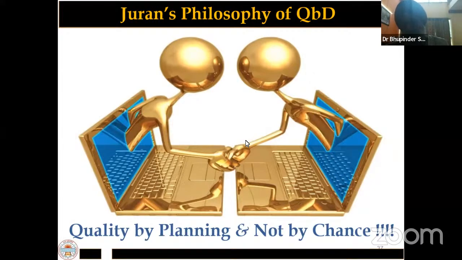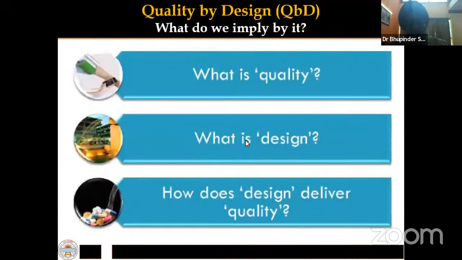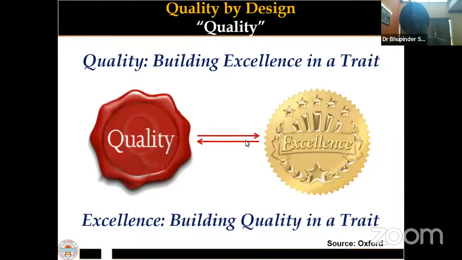It's by planning. Quality by design is by designing. Designing means by planning, not merely by chance. So let's try to understand what is quality, what is design, and how does design deliver quality. So quality, as per the dictionary meaning, is building excellence in a trait, while excellence is building quality in a trait. So in other words, quality and excellence are synonyms.